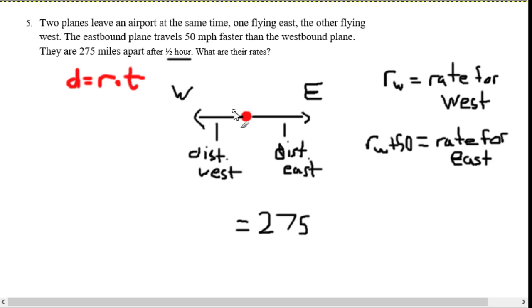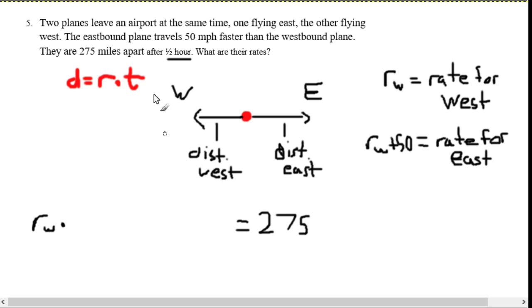Okay, so let's start with the westbound plane. Our rate for the westbound plane is R sub W. Now if you don't want to put this little R sub W on here, that's fine. If you just want to use X, again, that's totally okay. I just put W here so at the end I know, hey, the answer that I found is the rate of the westbound plane.